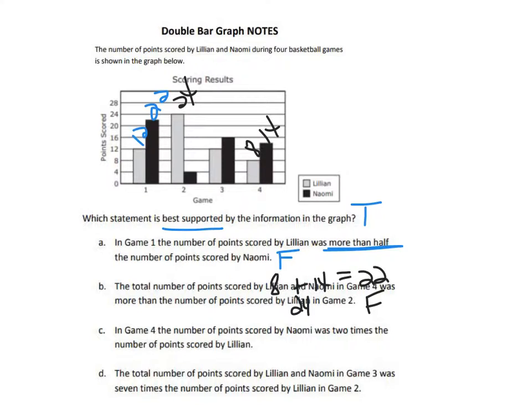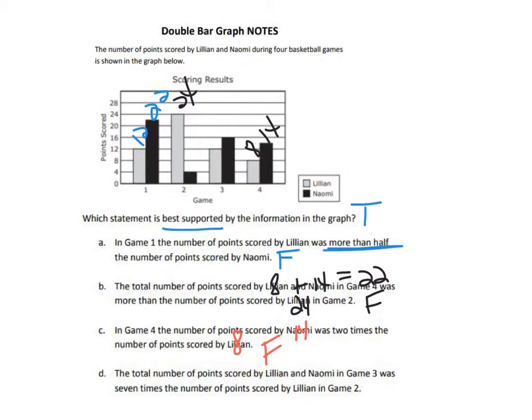Okay, let's look at letter C. In game 4, the number of points scored by Naomi was 2 times the number of points scored by Lillian. So in game 4, Naomi had 14, Lillian had 8. So is 14 2 times the number of Lillian? No, because 8 times 2 is what? 16. Okay, and then that one's false too.